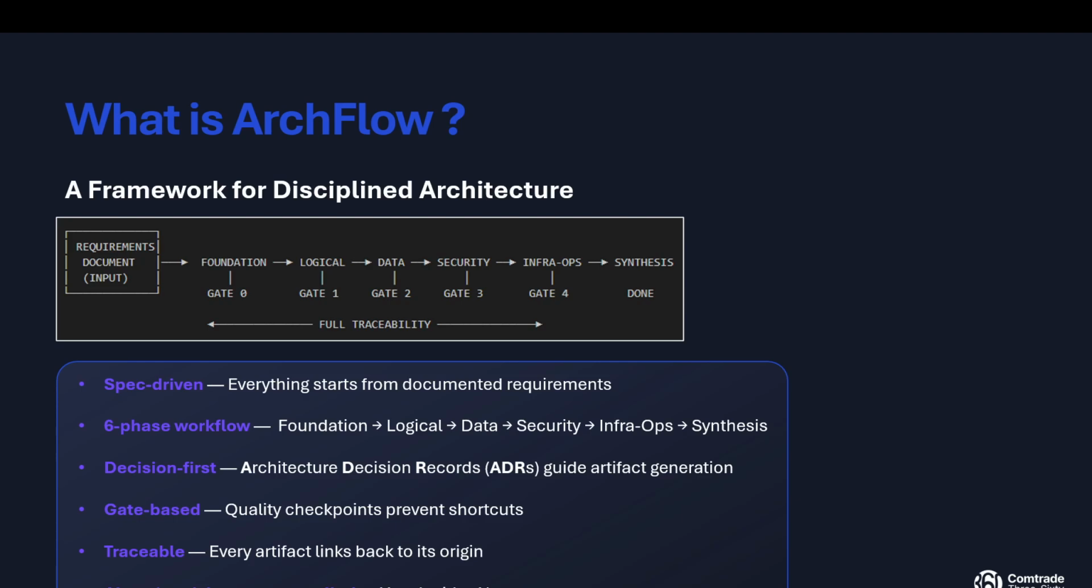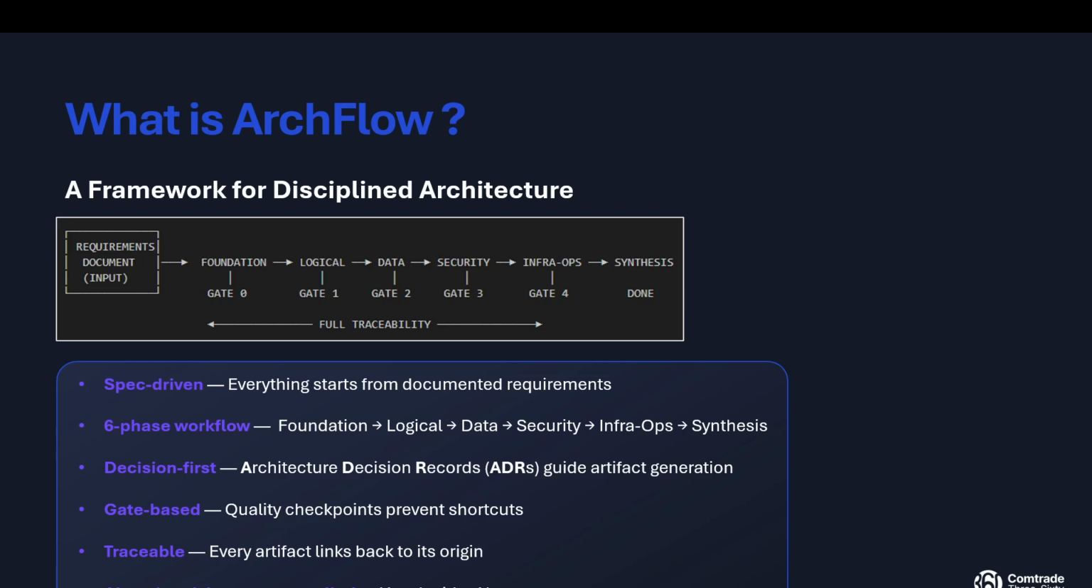So let me highlight a few key characteristics. ArchFlow is spec-driven, so it isn't just a loose process. It's governed by specifications that the AI agent follows across all phases. We have a constitution that defines non-negotiable rules. The AI agent then reads these specifications and follows them. This means that whether you are in the logical phase or the security phase, the AI behaves consistently. It basically knows the rules.